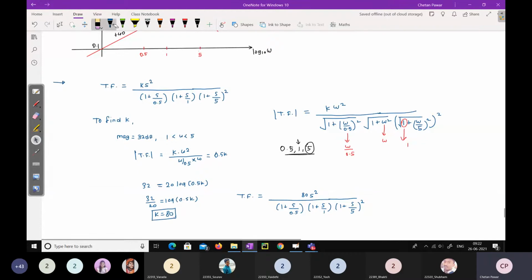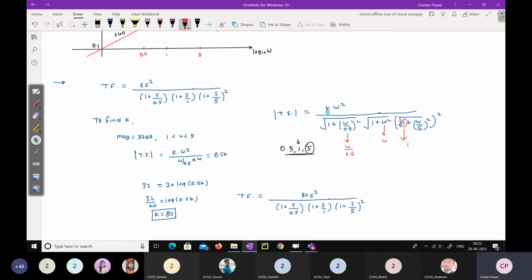This is the shortcut technique. Even if you put omega equal to 0.1 in this magnitude formula, you will still calculate it, but I am telling you the shortcut technique here, so there is no need to do all the calculation. From this term I have taken omega by 0.5. From this term I have taken omega, but this particular corner frequency is greater than 1, so from this term I am only taking 1.